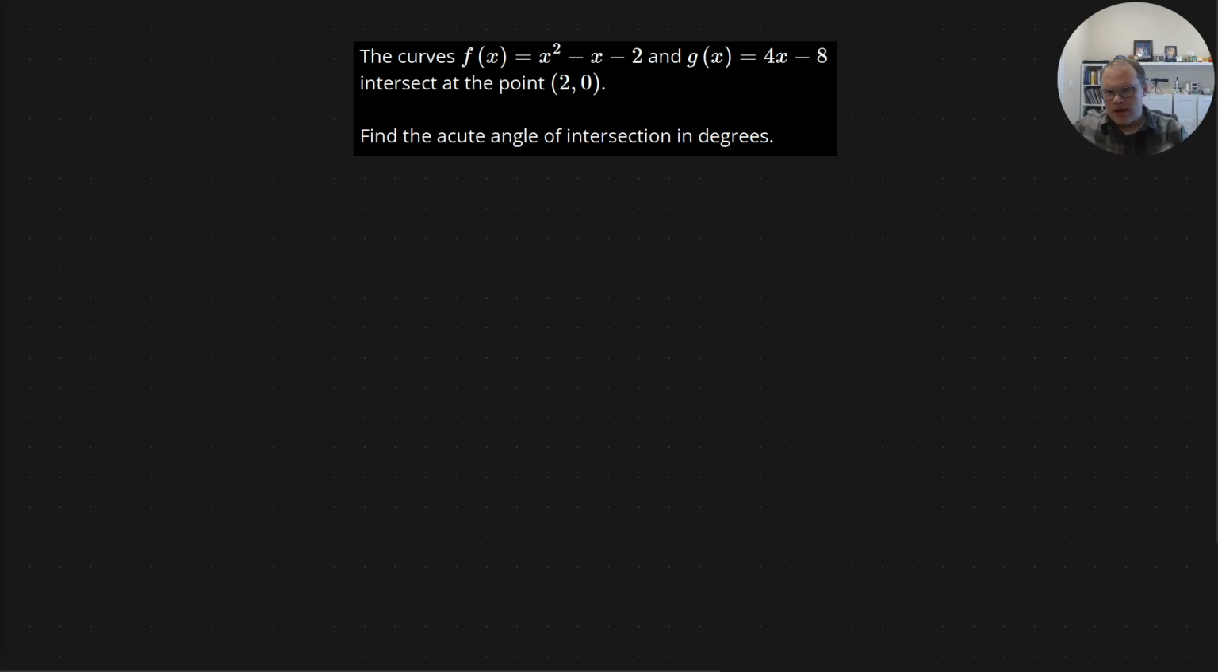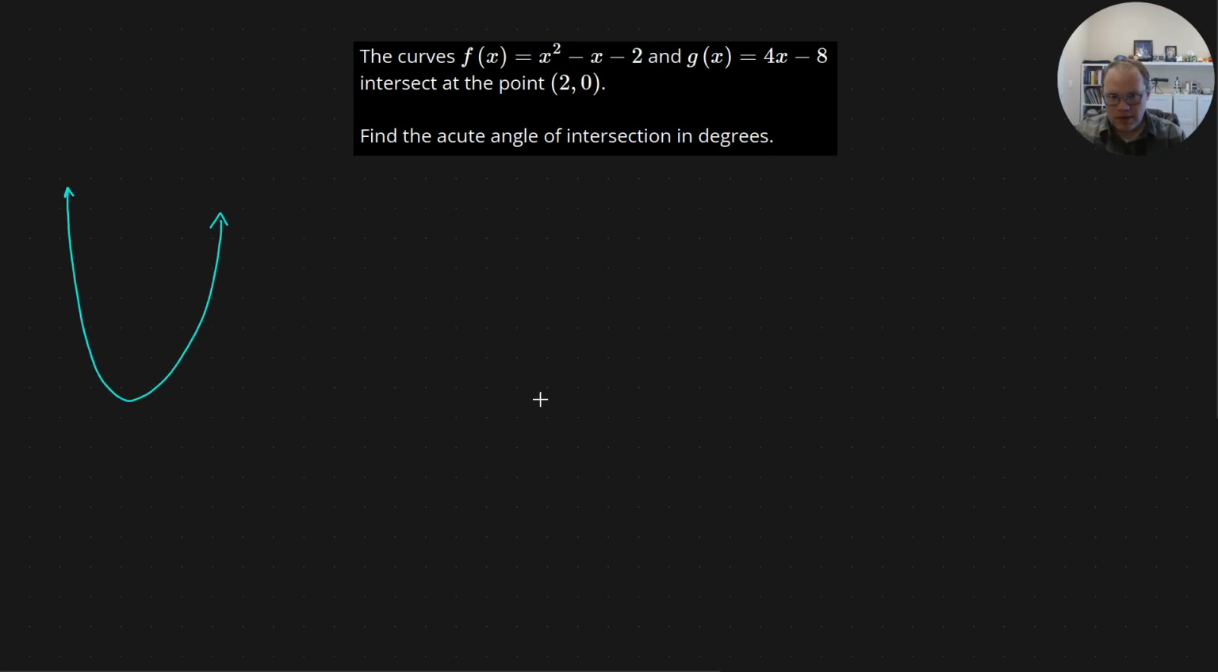Let's take a look at another example. Here we have two curves. We know they intersect at a point. We want to find the angle of intersection. Okay, so let's draw a very rough picture. This is not going to be especially exact at all.